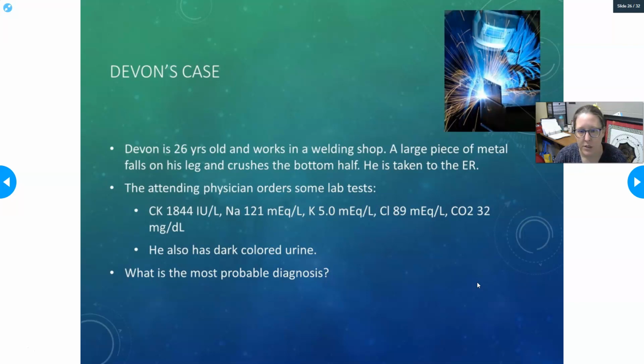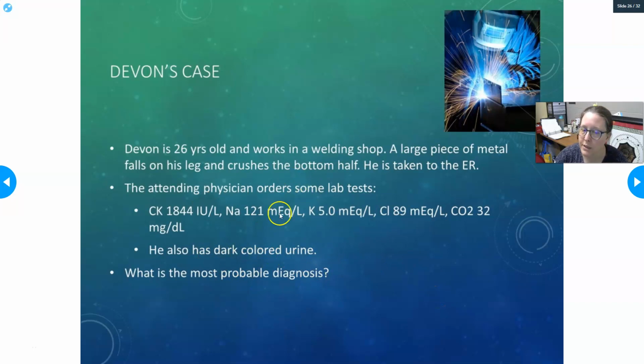The attending physicians are going to order some lab tests. I'm sure they'll order more than this, but the relevant results that come across are that his CK is 1844, so anything above about 200 is high. Sodium is 121, which is way too low. Potassium is 5, which is high, right on the high end. Chloride is 89, that's low, and total CO2 in the blood is 32, which corresponds to the bicarb, that's a little bit high. He also is producing really dark colored urine.